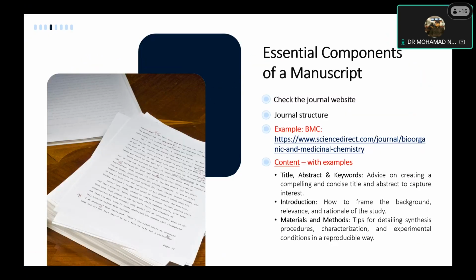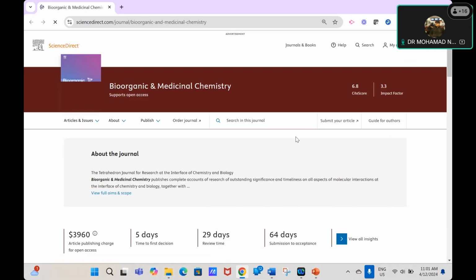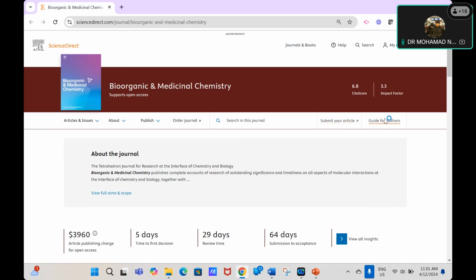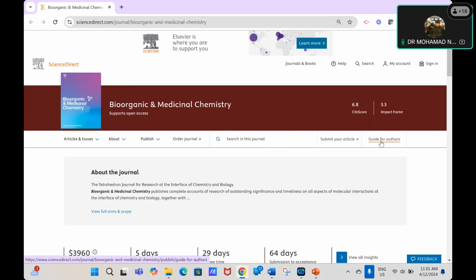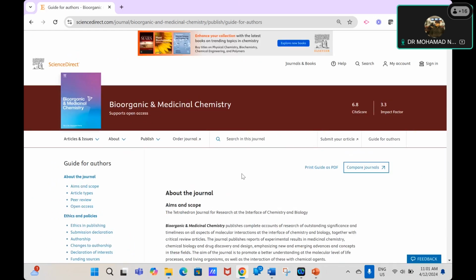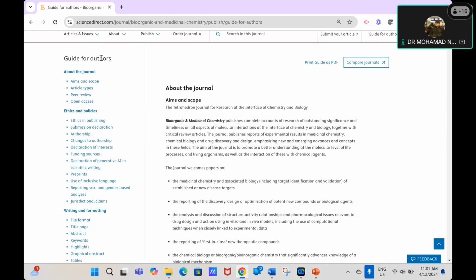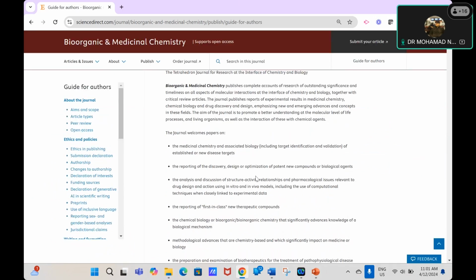Next, what you have? Okay, so the essential components for the manuscript. So first, what you have to do is check the journal website, what they need, the sequence. And next, what you have to do is the journal structure. So what you can do, we just open Bioorganic and Medicinal Chemistry. So open this and direct. Okay, open here. So go to the guide for authors. Okay, and after that, they will give you the scope and also the structure of the journal.